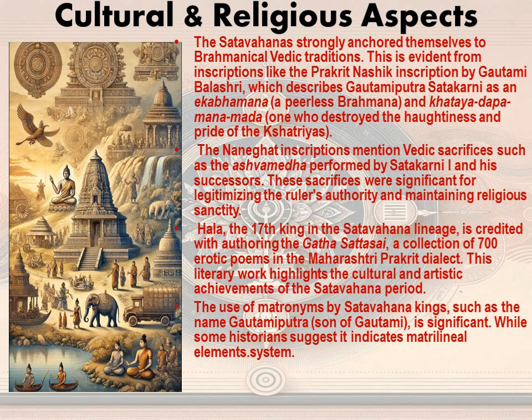So the kings themselves were engaged in authoring great literary texts. The use of matronyms by Satavahana kings, such as the name Gautamiputra, which means the son of Gautami, is very significant. While some historians suggest it indicates a matrilineal system, this was one of the prominent features of the Satavahana dynasty, where matrilineal elements were considered while the king was in power. That can be known from the name of the most famous ruler, Gautamiputra Satakarni, which means the son of Gautami, and as we know his mother was Gautami Balasri.